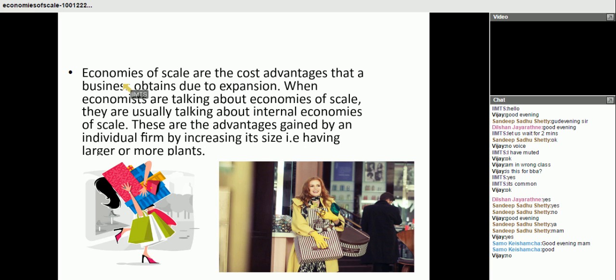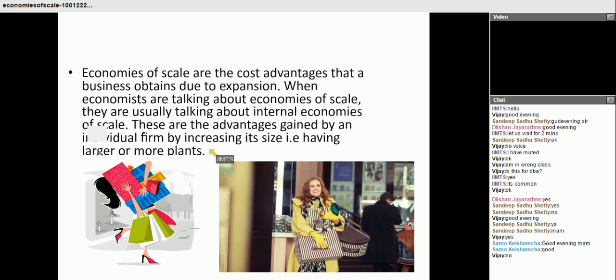Okay. So what are economies of scale? They are the cost advantages that a business obtains due to expansion. When economists talk about economies of scale, they are usually talking about internal economies of scale. Now these economies of scale are of two types, internal and external. Internal economy is the one which talks about the firm in question, and external economies is when it is for the whole industry, and because of external factors the firm is able to lower its per unit cost of production, not because of internal factors. That is external economies. But we will be more focused on internal economies, because for an individual firm, getting into a situation of economies of scale will be much better and advantageous.